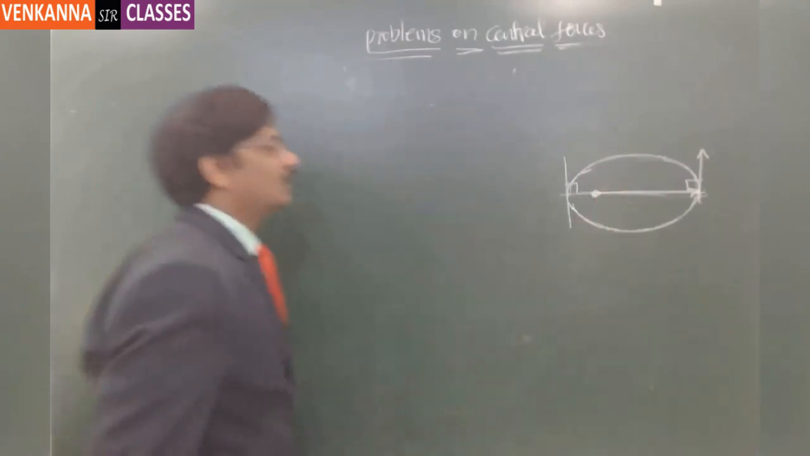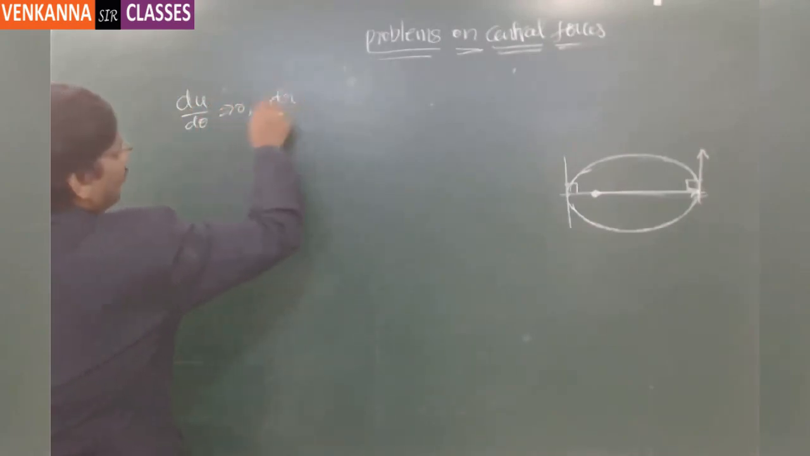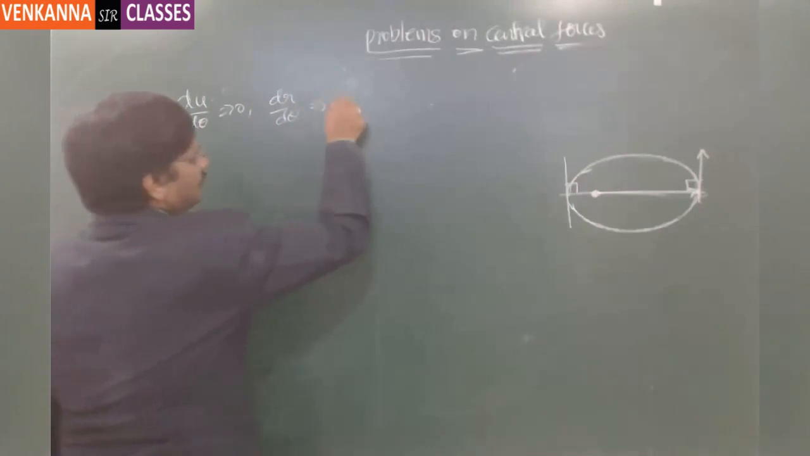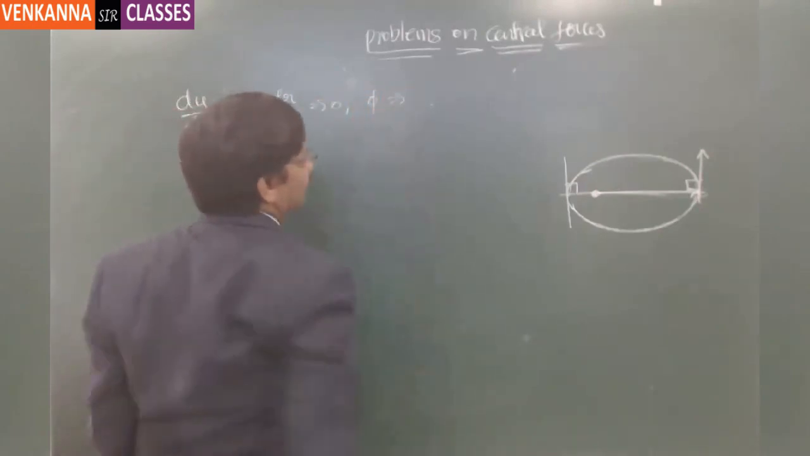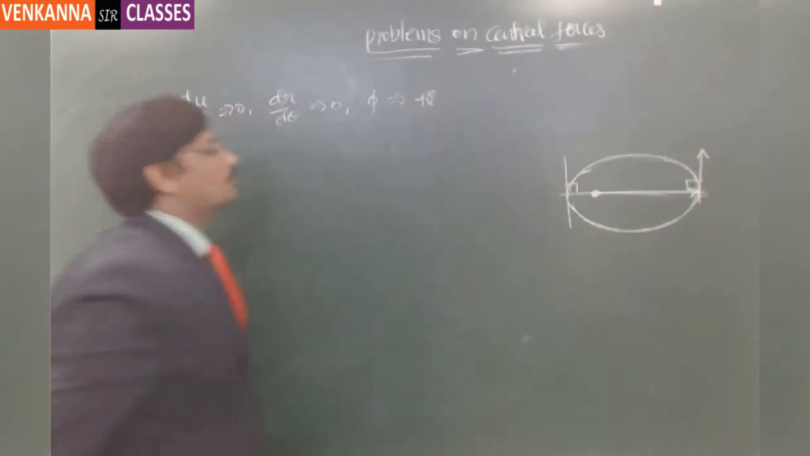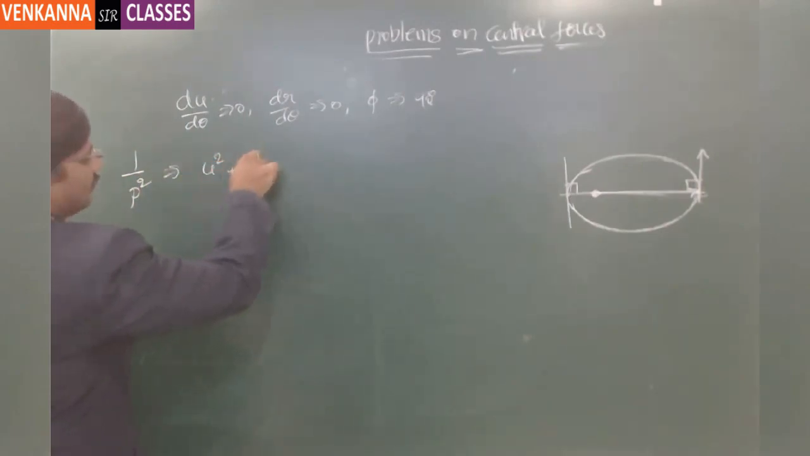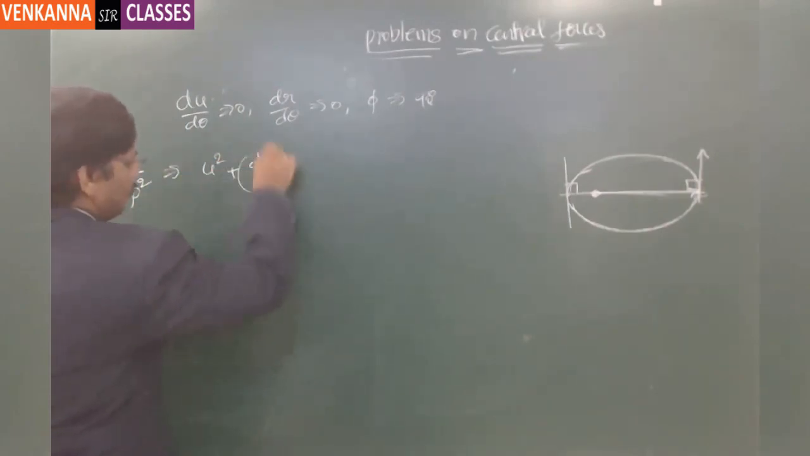Now in case of apse, du by d theta will be 0, and dr by d theta also will be 0, and phi, the angle between the tangent and the radius vector, will be 90 degrees. Now let us prove how it is going to be. We have the fundamental relation 1 by p square equal to u square plus (du by d theta) whole square. This was proved.